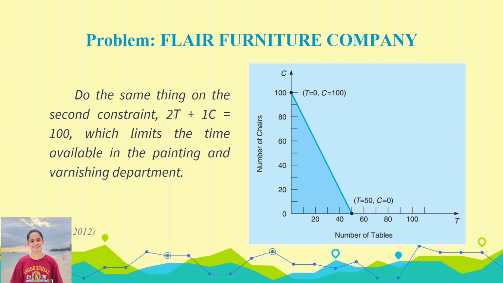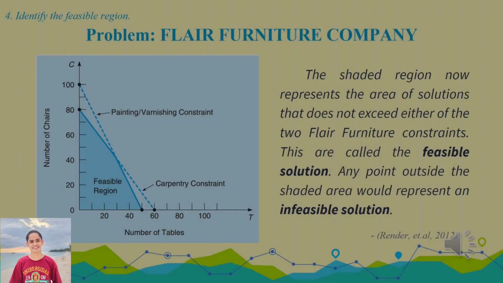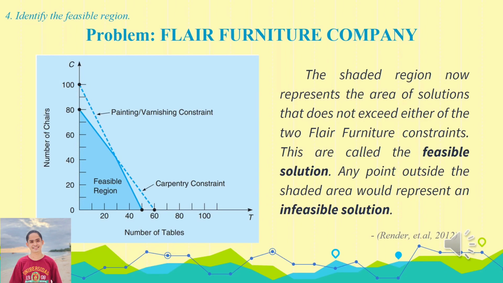Let's do the same thing on the second constraint, which is 2T plus 1C equals 100, which limits the time available in the painting and varnishing department. Solve for the corresponding points and plot it on the graph, which you can see on the slide, and all the points in the shaded region satisfy the constraint.